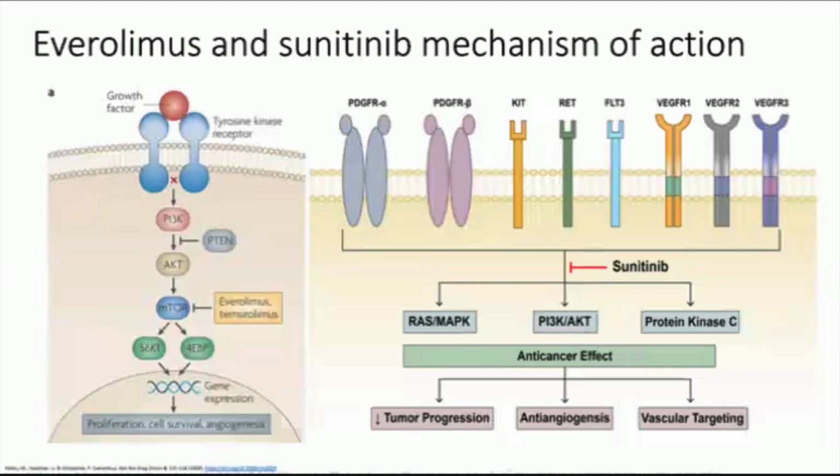Sunitinib, on the other hand, is a multiple tyrosine kinase inhibitor, as you can see on the right-hand side. These are all the tyrosine kinases that it inhibits. And as a result of this, tumor growth, pathological angiogenesis, as well as metastatic progression of cancers are going to be affected.